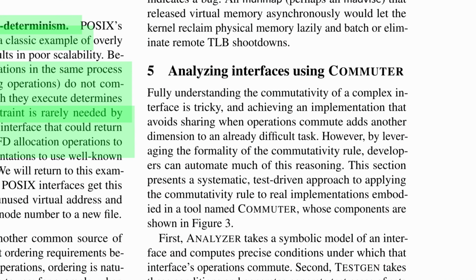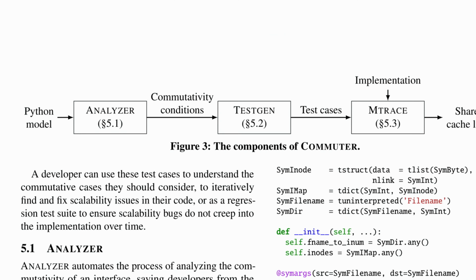Now we come to the part of the paper where we try to use this new commutativity principle to actually reason about concrete real APIs. The goal is to be able to use this new rule to automate reasoning about the scalability of an API. The authors have built a tool called Commuter, which takes as input a Python model of the semantics of an API and consists of three phases.